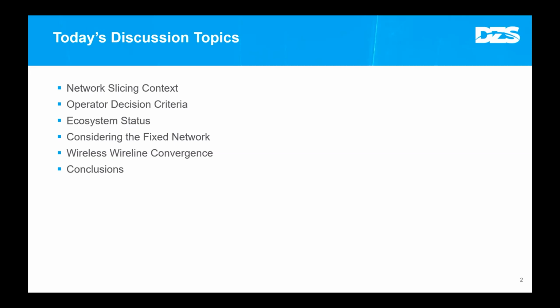Even though mobile is where our discussion will start today, the fixed network actually has a significant bearing on what we do from a slicing perspective. So we'll talk about that and the activities of the BBF in this area too. A related topic is an important one, also a BBF work stream, and that is wireless and wireline convergence and how these networks come together. And then we'll close with some thoughts and commentary from my side.